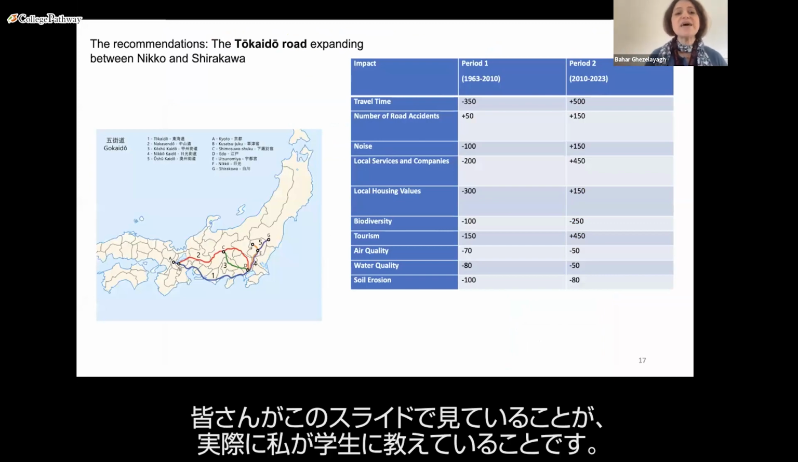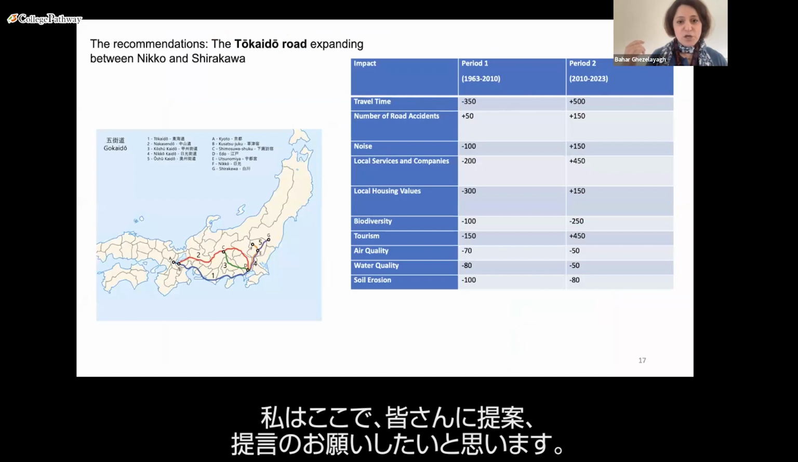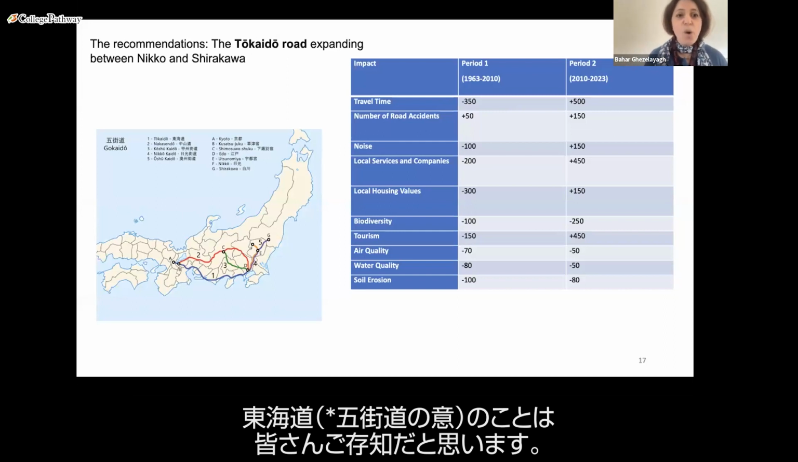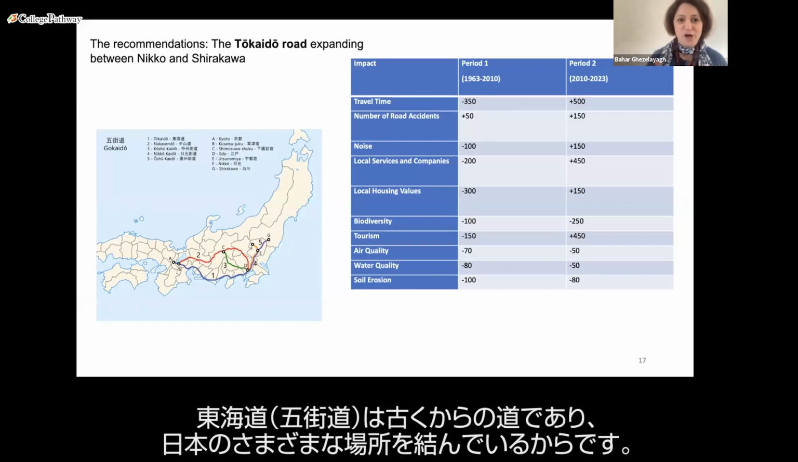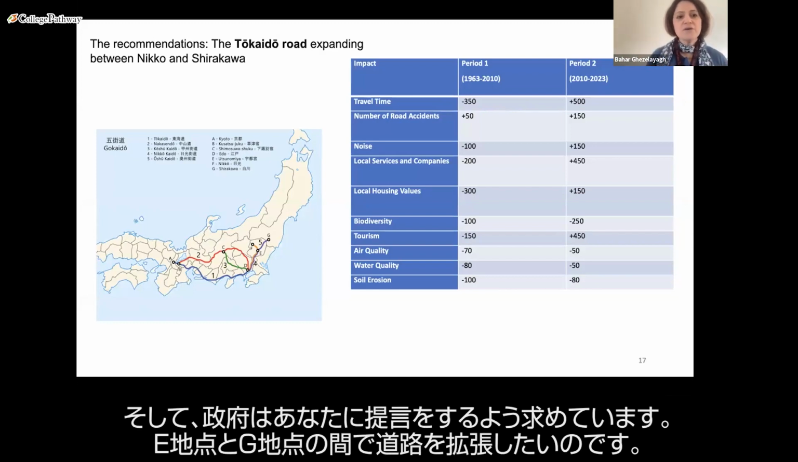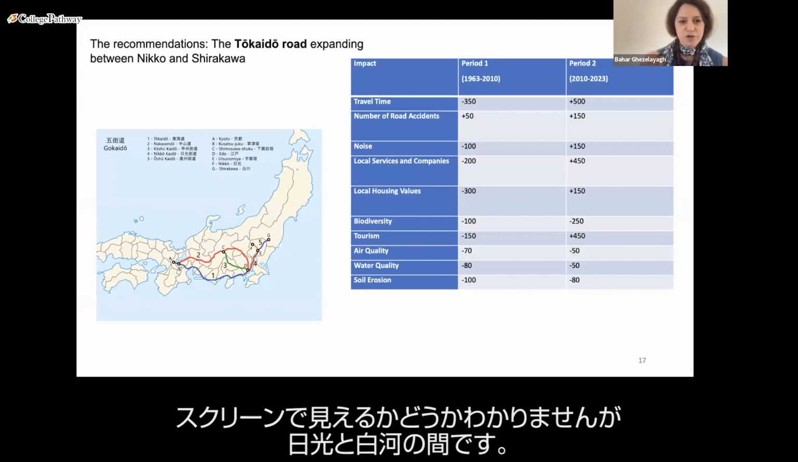And what you see here on the slide, this is actually what I teach to my students. What we have is that you've been asked to make a suggestion, to make a recommendation. I hope that everyone knows about the Tokaido Road. It is by far the most famous road in Japan, as far as I know. I know this because it's an ancient road and it's connecting all these different places in Japan. And the government is asking you to make a recommendation. They want to expand parts E and G. I don't know whether you can see this on your screens.